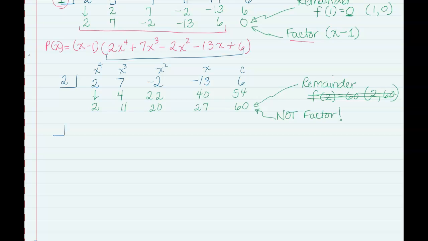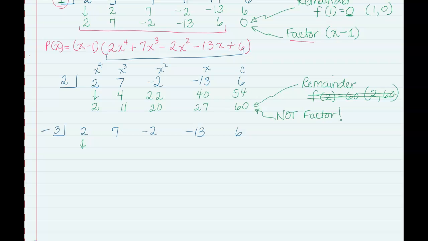This time let's try that 3 we said. So I'm going to use the same depressed polynomial and see if 3 works. So I am going to bring down my 2, multiply, add, multiply. Oh, I can see that this is getting a little out of hand. I don't think we're going to make it. So what I'm going to do is go back and try negative 3.